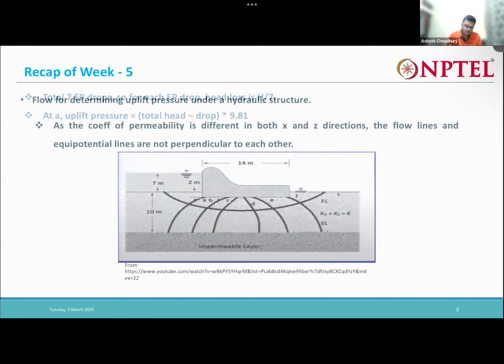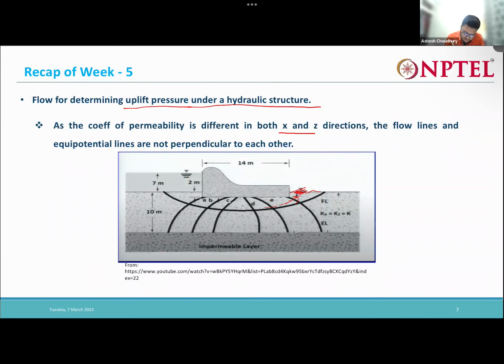Now, if we look into this structure, it's given that kx is equal to kz equal to k. So the soil is isotropic. That is, my hydraulic conductivity is equal in both the directions. So my flow is isotropic, the soil is isotropic.